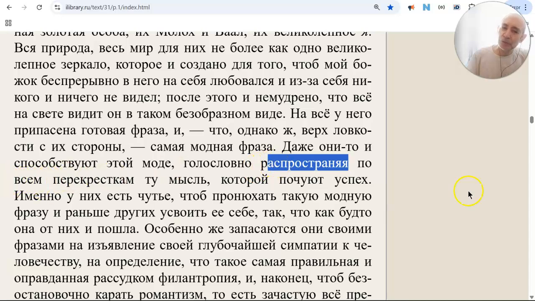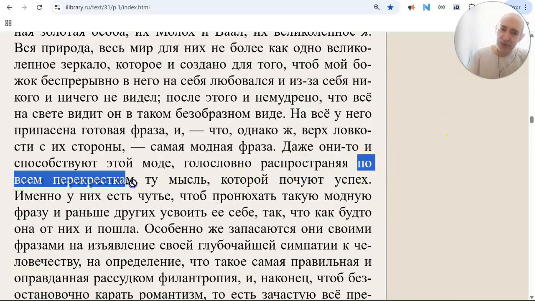По всем перекресткам, that's перекресток means basically crossing or junction. But по всем перекресткам basically means everywhere. So по всем перекресткам, you can underline it as an expression. It means everywhere. So groundlessly, spreading everywhere, ту мысль, that thought, которой почуют успех.